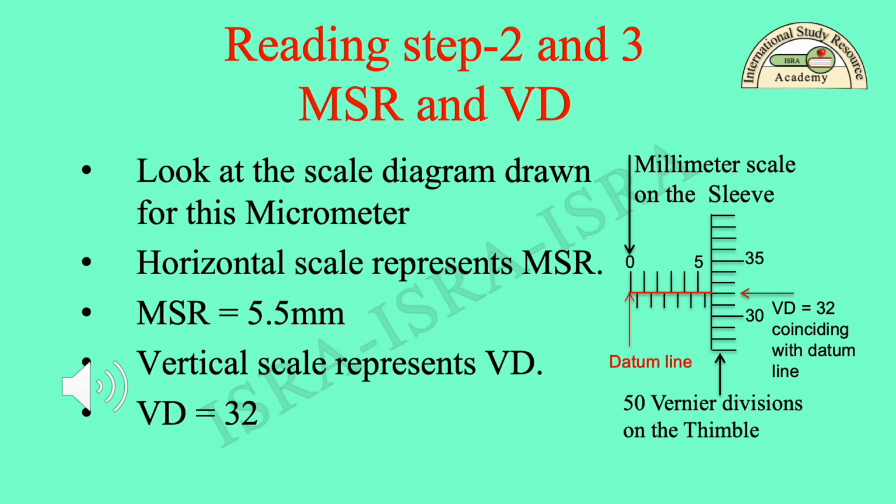Reading Step 2 and 3 together, MSR and VD. Look at the scale diagram drawn for this micrometer. Horizontal scale represents MSR. MSR is equal to 5.5 mm. Vertical scale represents VD. VD is equal to 32.